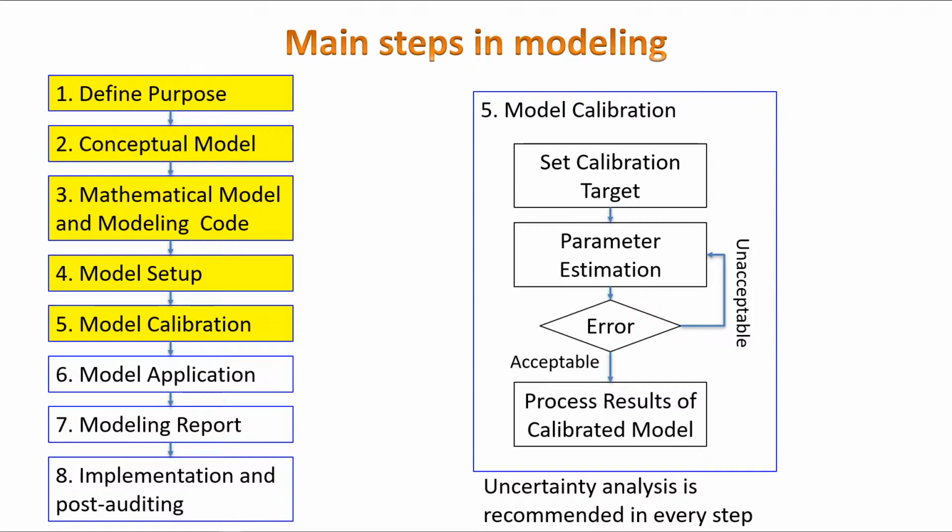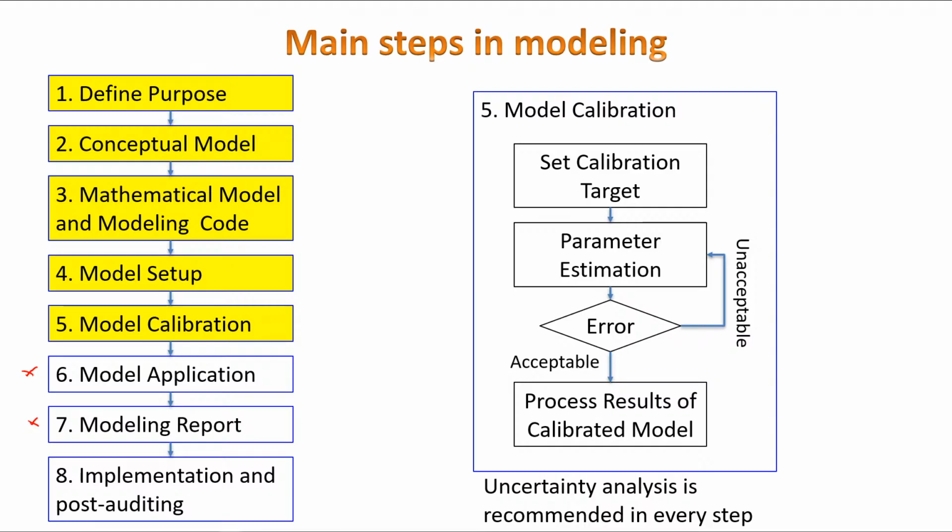And then after you calibrate your model, you use your model, and then you develop your modeling report, and then you implement and do post auditing. Based on implementation and post auditing, you can go back to any of these steps. Go back to here, here, here, or even go back and change the purpose. Maybe the model that we developed is not important, and we can do something else. But anyway, this is the calibration process.